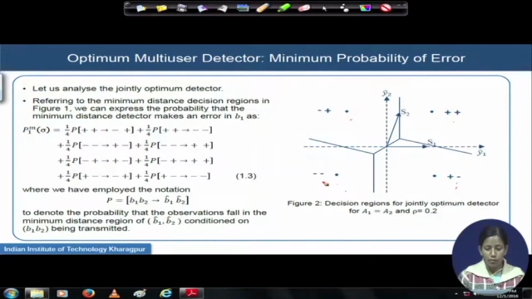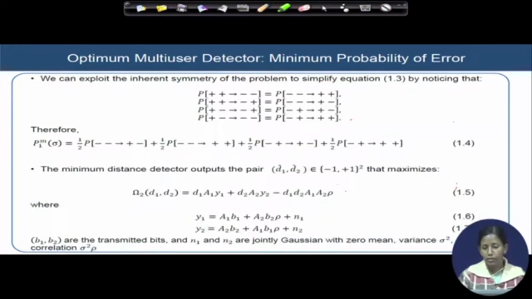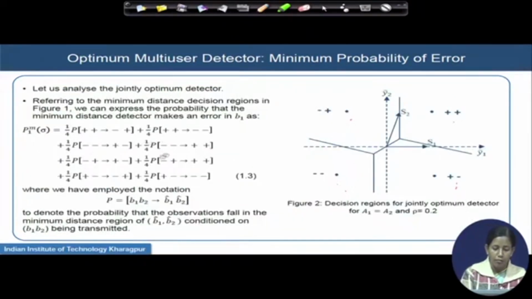So, whenever we write it, the way this probability is written is like this: B1 B2 was actually transmitted, but this is estimated, to denote the probability. Next, we understand that instead of writing all these 8 different probabilities, fundamentally we will see that some are equivalent.